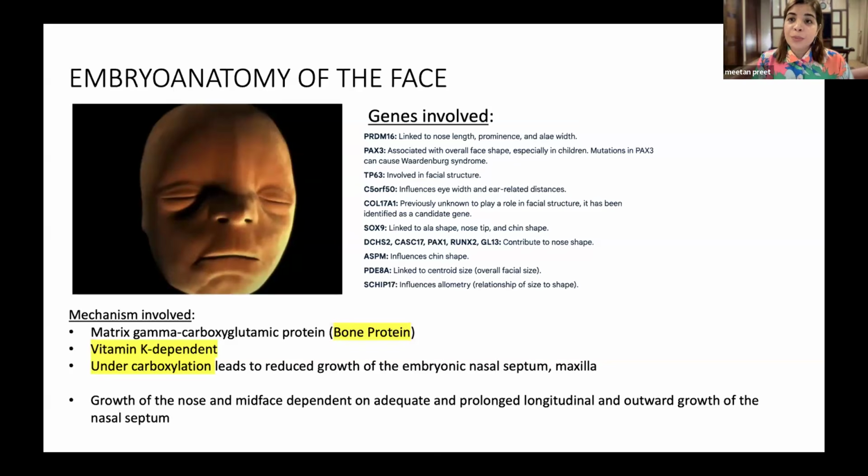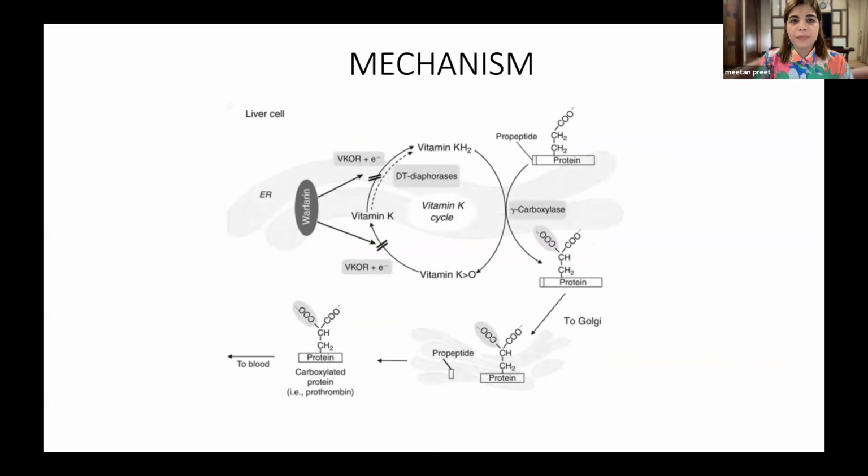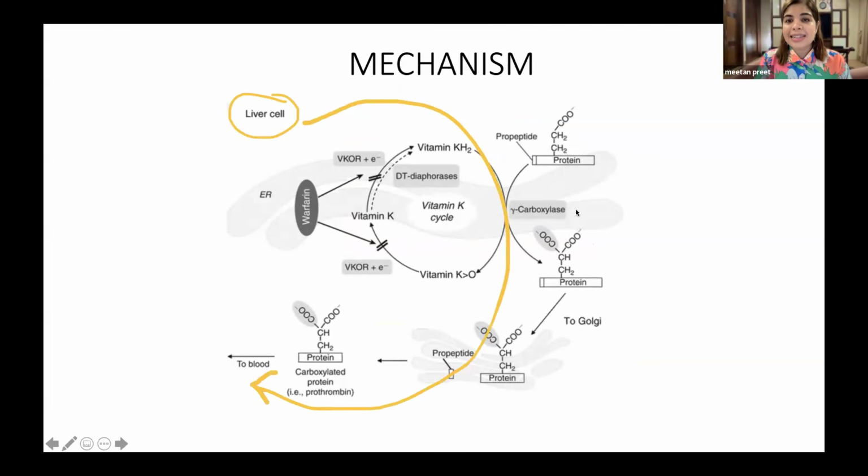And because this is a bone protein, that is why in conditions like chondrodysplasia punctata, etc., we get disordered stippling or epiphyseal stippling and disordered cartilaginous ossification. Where does this happen? This happens in the liver cell. Now, this is the vitamin K cycle where vitamin K helps to carboxylate this protein, which again is sent into the blood for its function.